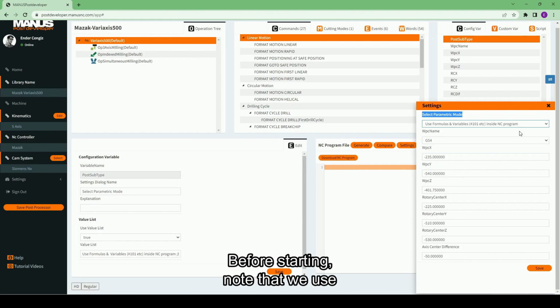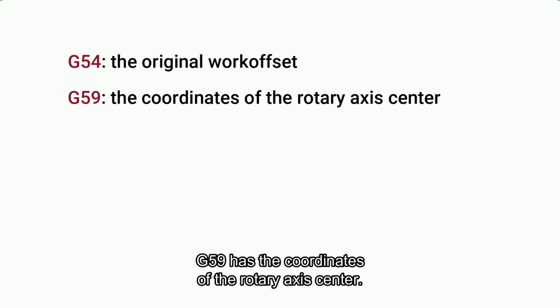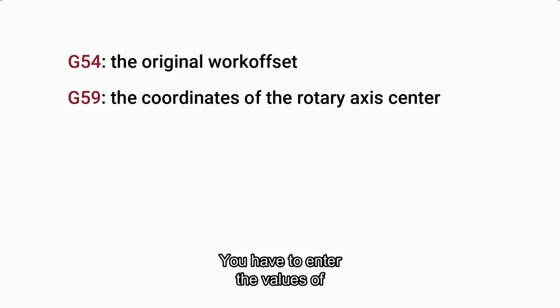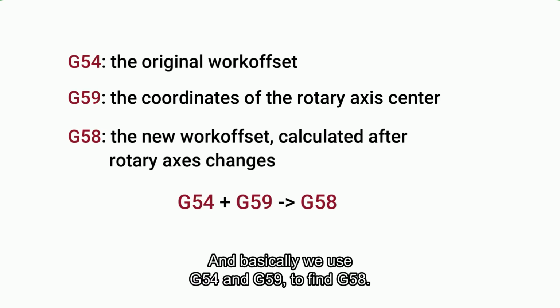Before starting, note that we use 3 work offsets as default in this mode. G54 is the original work offset, which will be used to machine the part. G59 has the coordinates of the rotary axis center. You have to enter the values of rotary axis center in this work offset. G58 is the new work offset, calculated after rotary axis changes. And basically we use G54 and G59 to find G58.